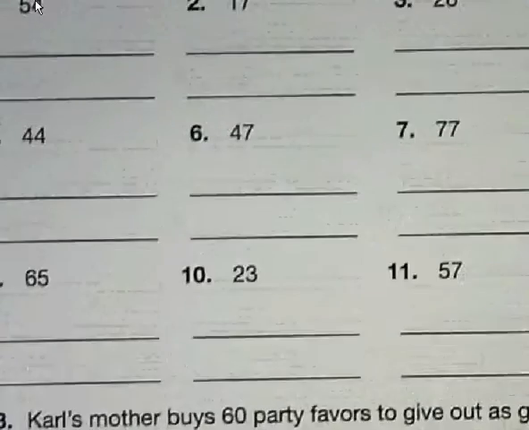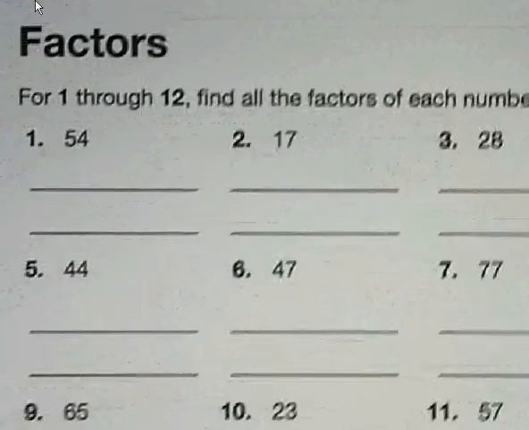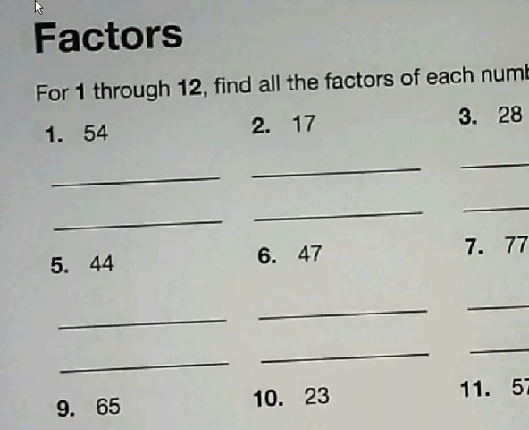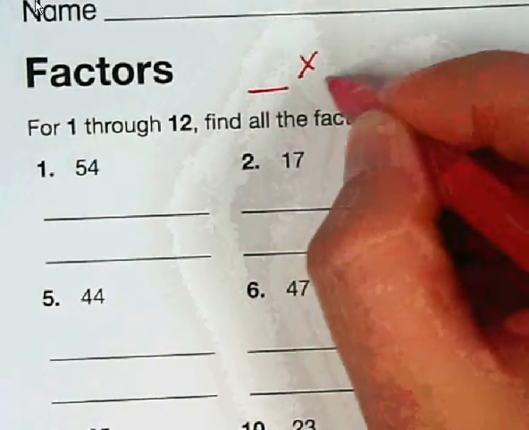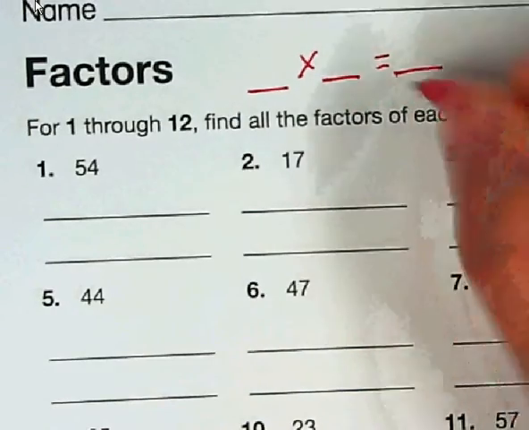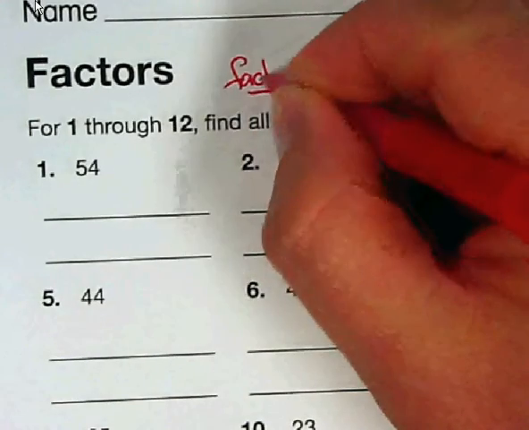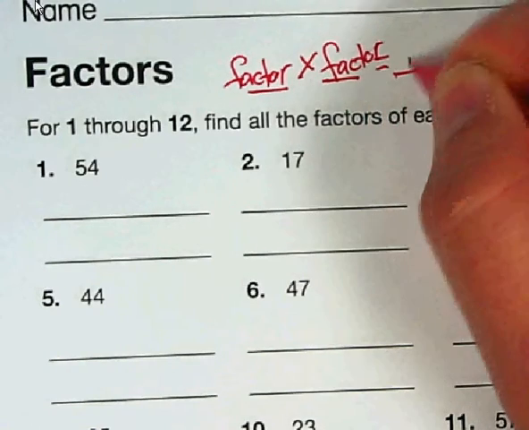Good afternoon, everybody. We are on 7-9 today, and this is finding factors. Now, just remember what a factor is. Whenever we do a multiplication problem, the factors are the two digits that we're multiplying by in order to get our product. So a factor times a factor equals the product.